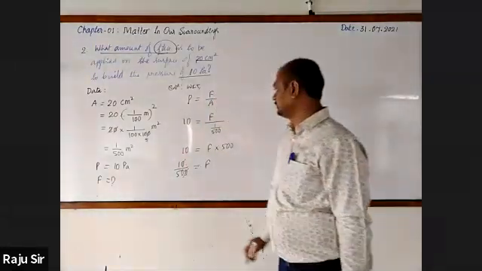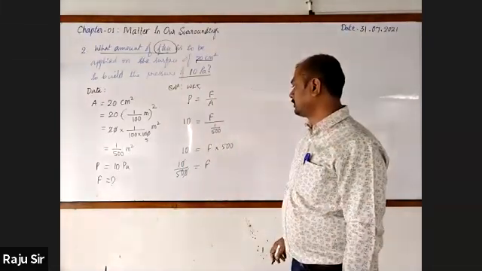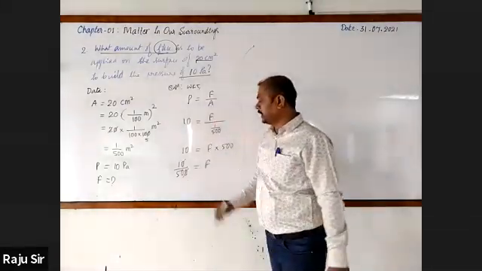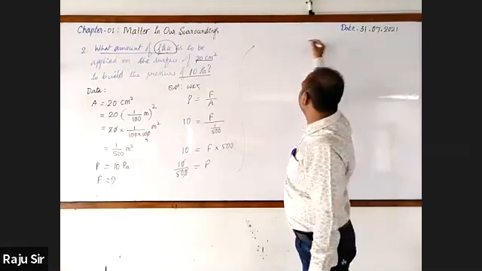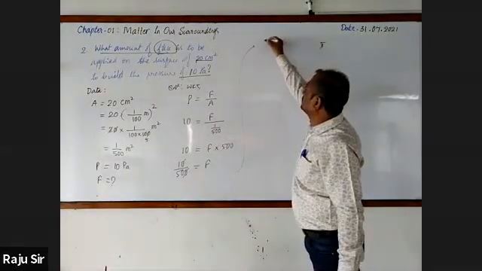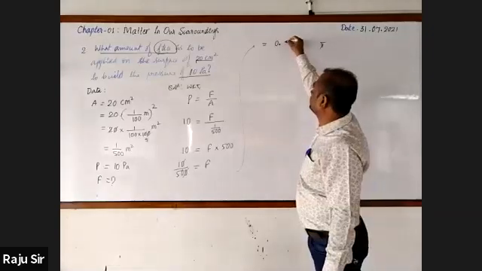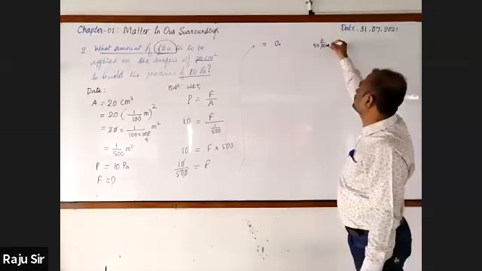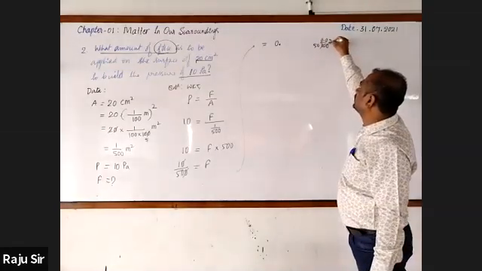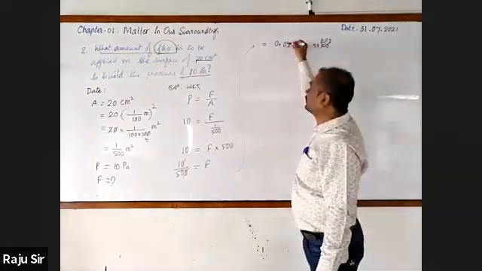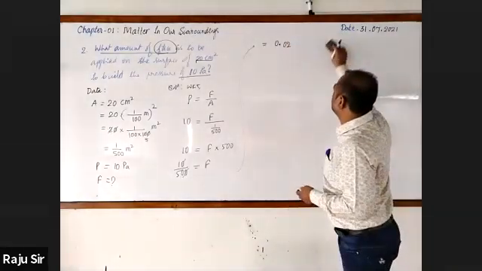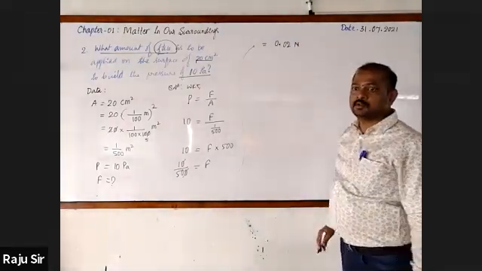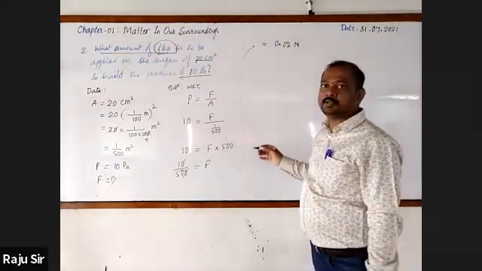The zeros get cancelled. It becomes 1 by 50, and 1 by 50 is 0.02. See that 1 by 50: 0 point, here we take 0, again it is not possible to divide, put 0, it will be 100, so 2. It is 0.02. What is the unit? Newton.